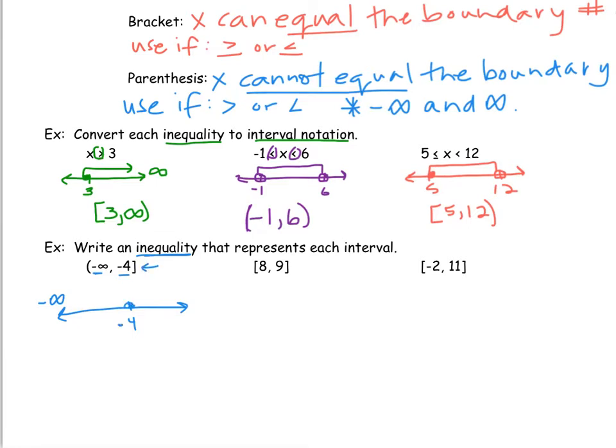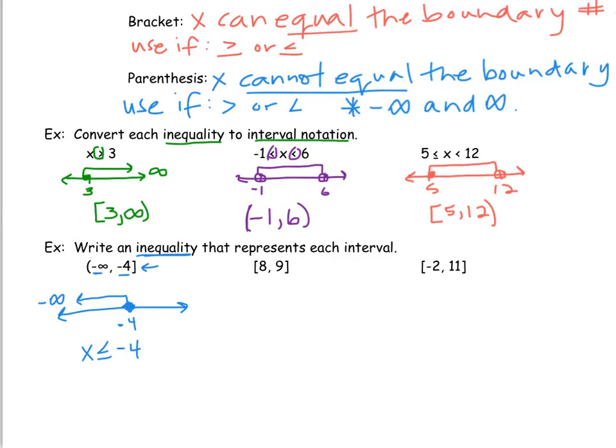Let's make that negative. It equals negative 4. And since it goes towards negative infinity, the arrow would go to the left. So writing it in inequality notation instead of interval notation, anything that's to the left is less than negative 4, and that bracket means it could be less than or equal to. And that's your inequality notation.